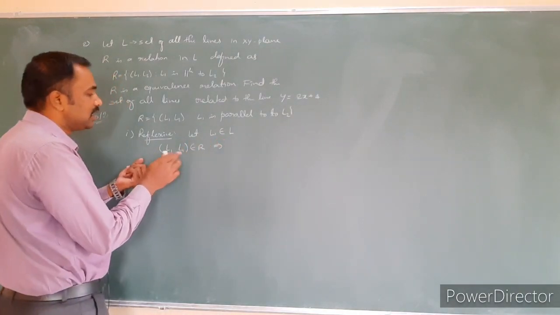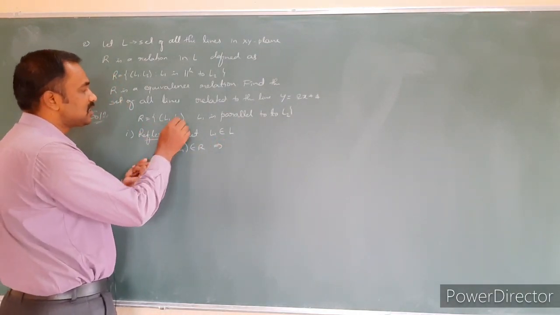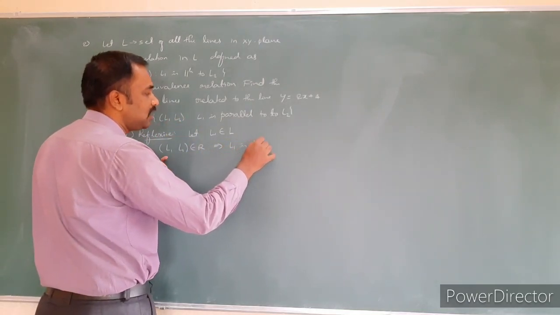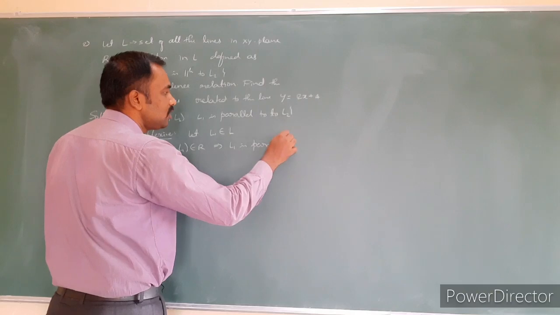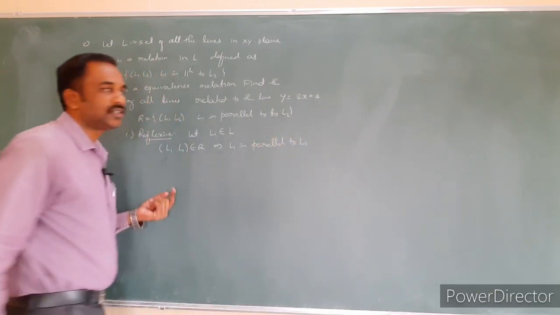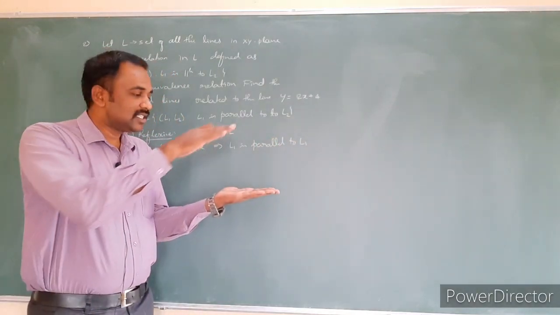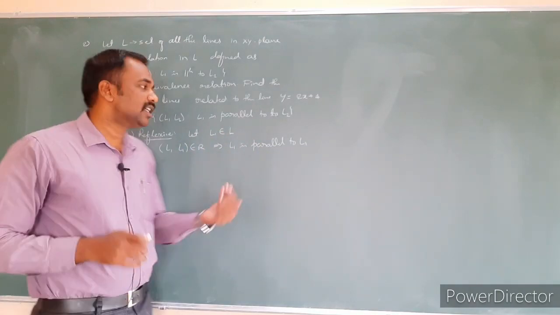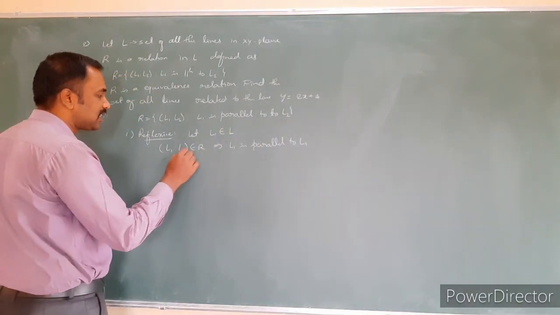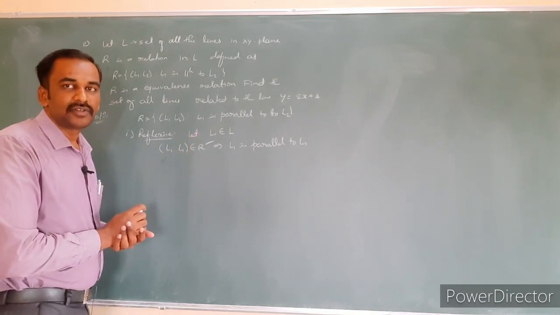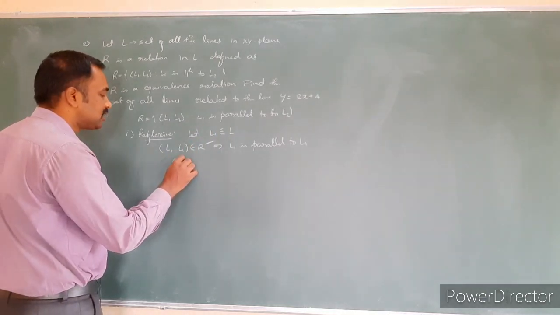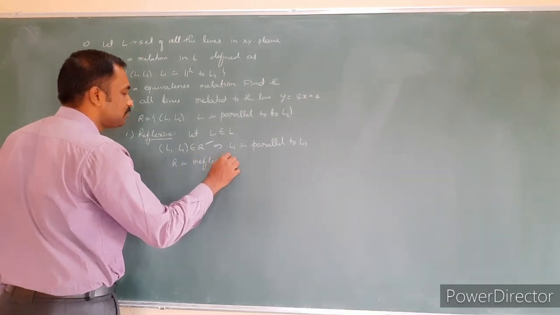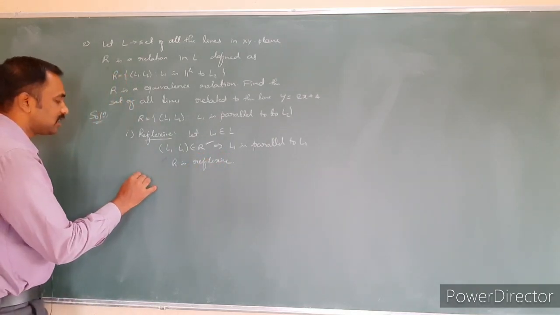Check it. (L1, L1): the relation says L1 is parallel to L1. A line is parallel to itself. Can I say that? Yes, obviously we can say that. Therefore (L1, L1) is present in the relation R, so we can say that R is a reflexive relation. Very simple.